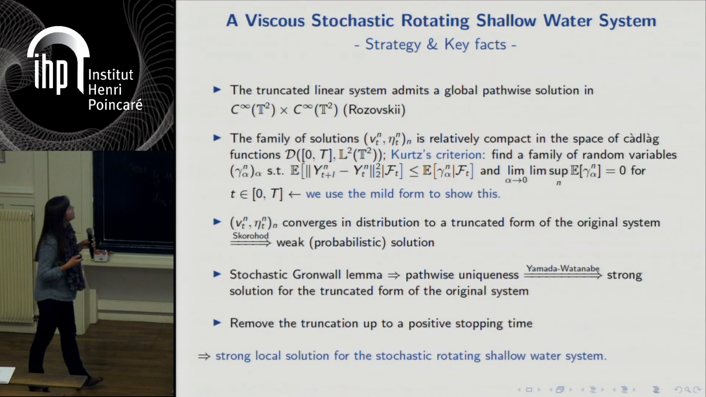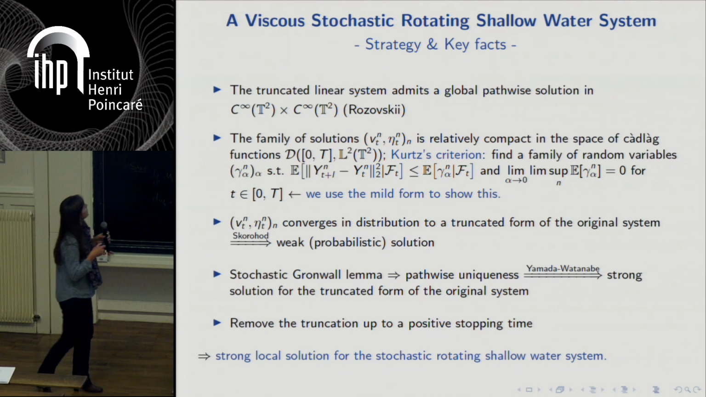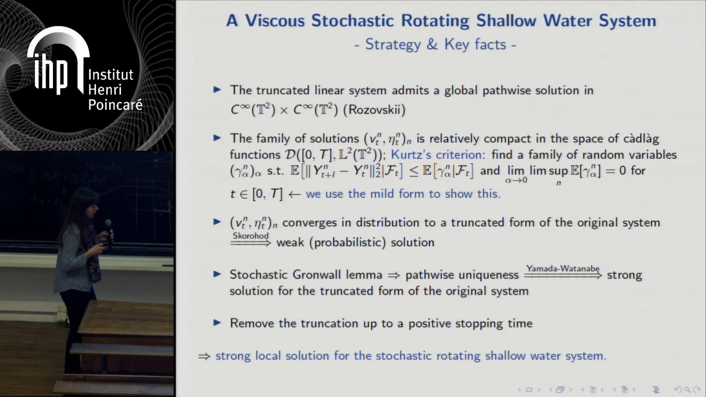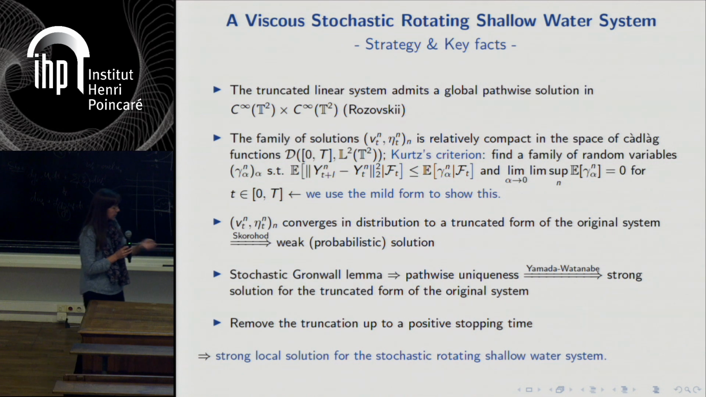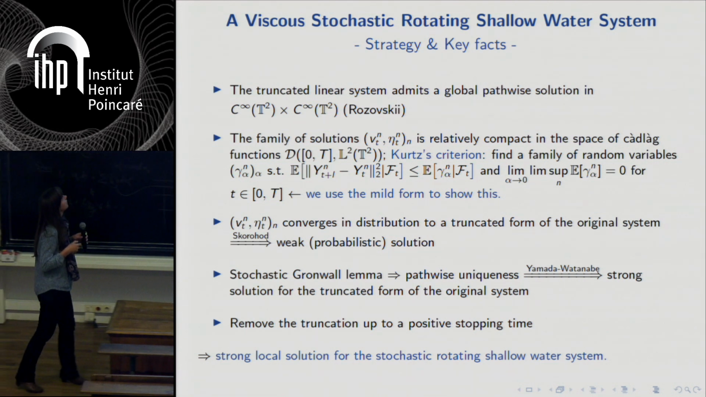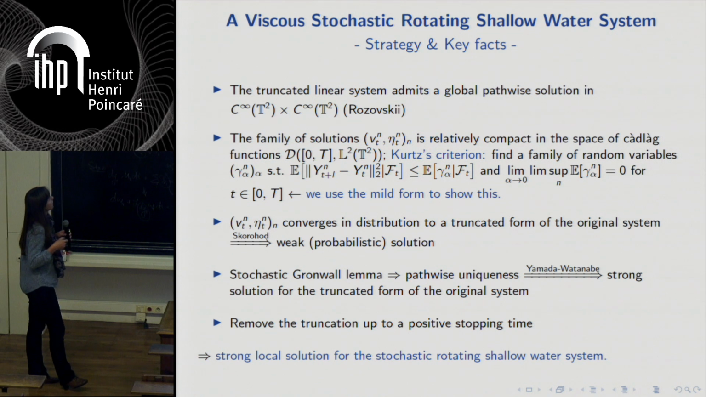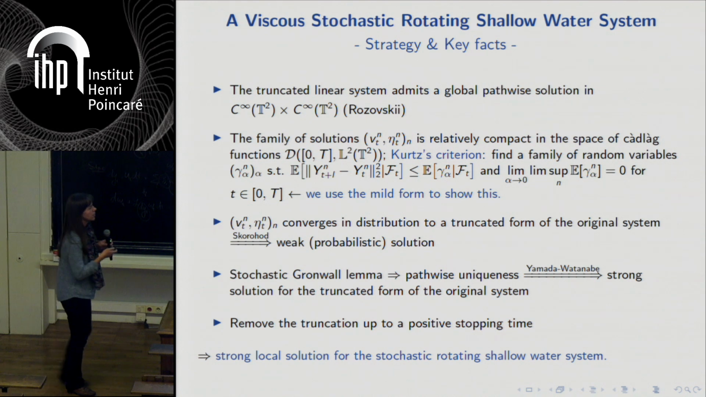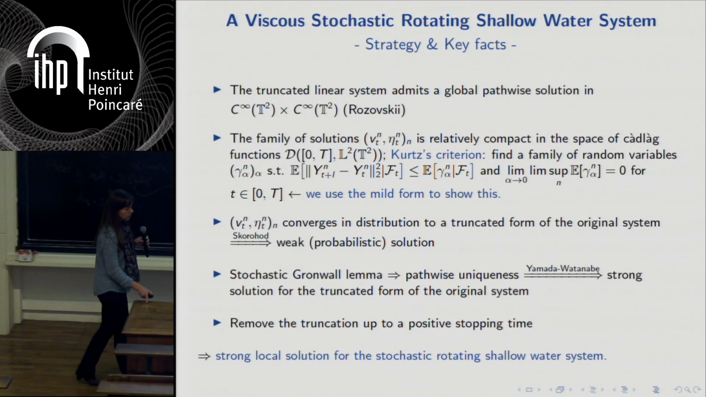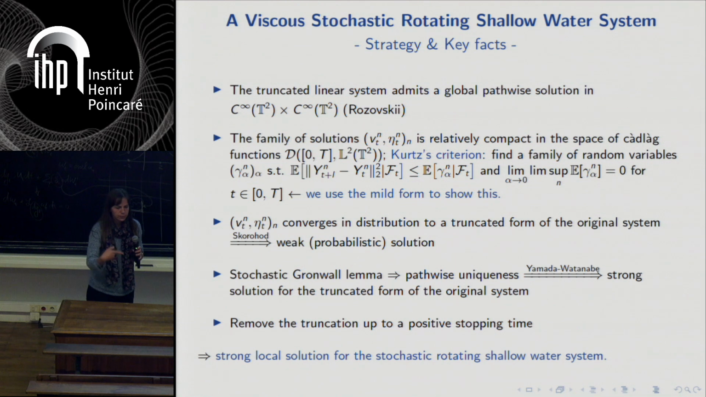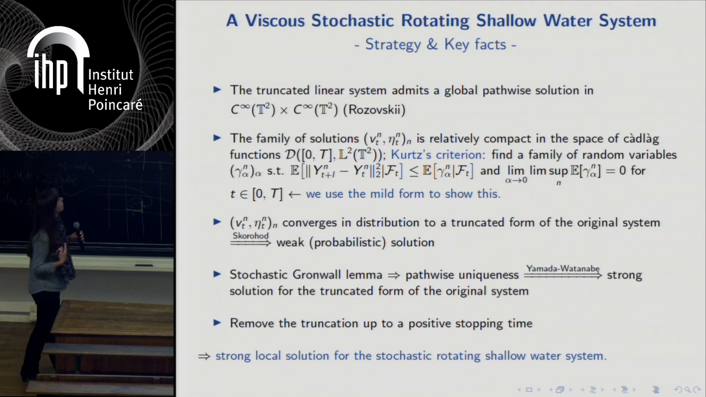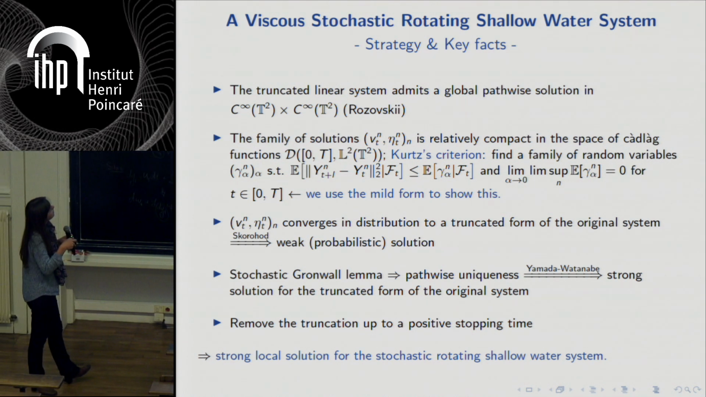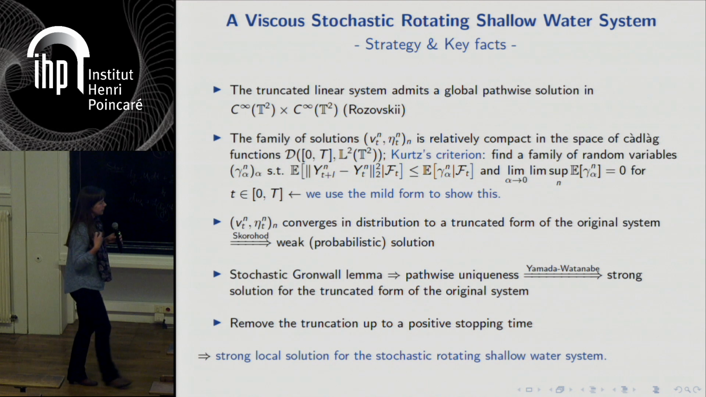Now, the a priori estimates I've shown you before allow us to say that the corresponding family of solutions is relatively compact, and therefore it converges in distribution to an equation which is not exactly the original equation, but the original equation with a truncation in front of the nonlinear term and in front of the pressure term. And this is a weak probabilistic solution.